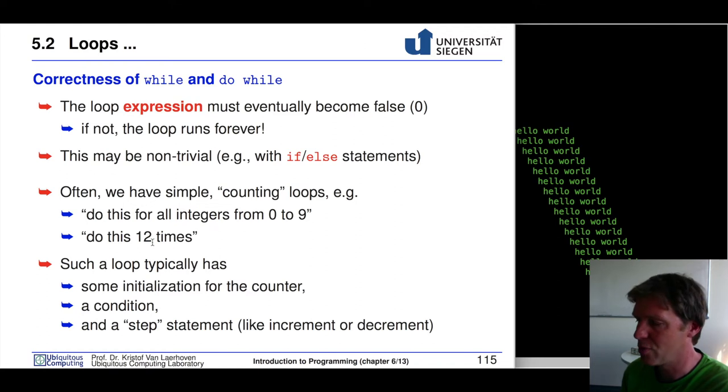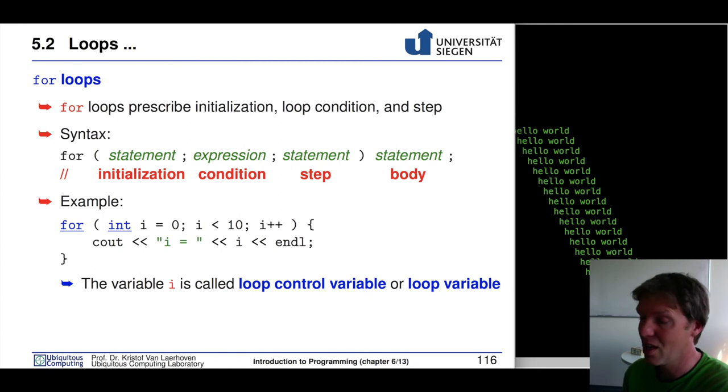Now, most of the times we have just counting loops. So for all integers from 0 to 9, do this, or do this particular thing 12 times. And such a loop typically has an initialization part, a condition part, and a step part, where you increment or decrement a variable. And in that case, we come to our for loops that we have already seen. So that's exactly what a for loop does.